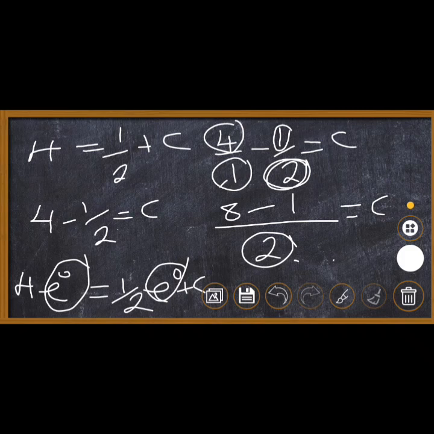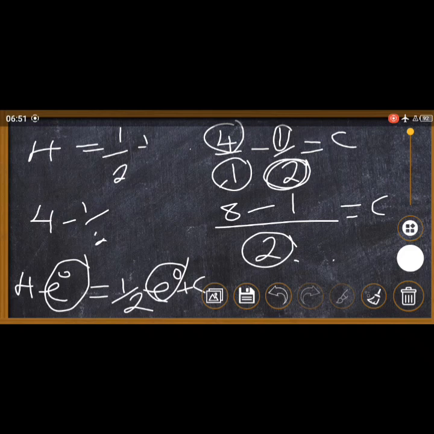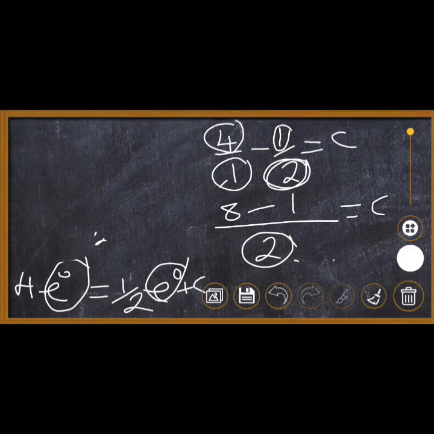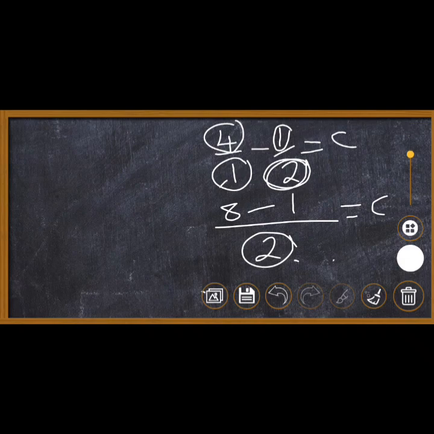Okay, in this case, let's create space so we can simplify that one so that we may move at the same pace. What's 8 subtract 1? We are going to have 7. So we have 7 over 2 equal to constant c.